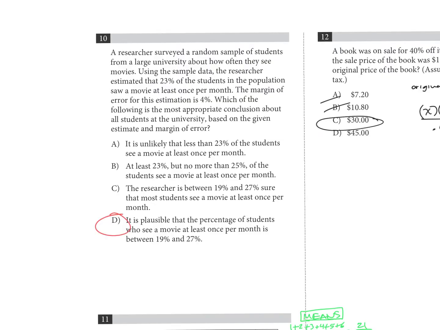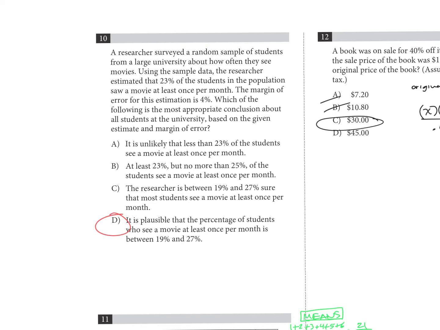All right, number 10 is another sampling question. It says a researcher surveyed a random sample of students from a large university about how often they see movies. Using the sample data, the researcher estimated that 23% of the students in the population saw a movie at least once per month. The margin of error for this estimation is 4%. Which of the following is the most appropriate conclusion about all students at the university based on the given estimate and margin of error?